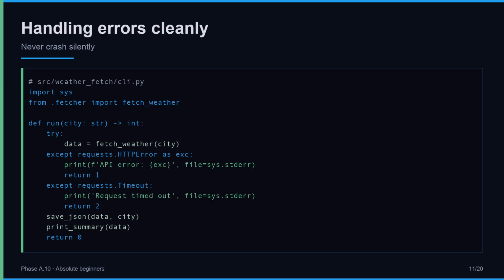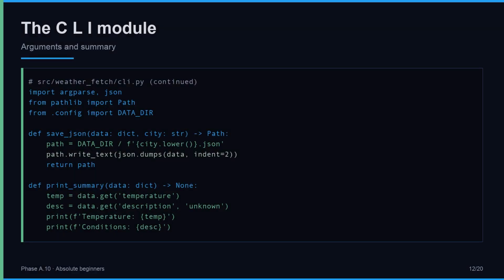Exit codes let other tools know whether the run succeeded. Notice the user always sees a friendly message, never a long traceback. That is the difference between a script and a tool. No silent crashes. The CLI module handles saving and summarizing.